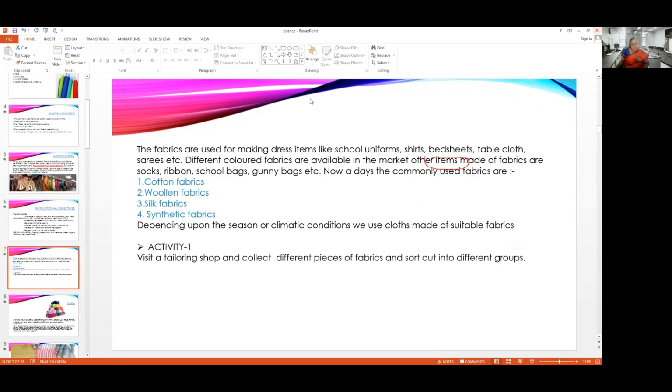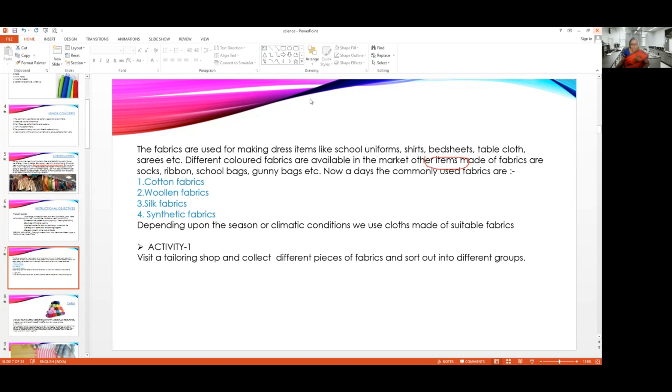Fabrics are used for making dress items like school uniforms, shirts, bed sheets, tablecloths, saris, etc. Also, different colored fabrics are available in the market, such as socks, ribbons, a school bag, gunny bag, etc. Nowadays, the commonly used fabrics are cotton fabric, woolen fabric, silk fabric, and synthetic fabric.